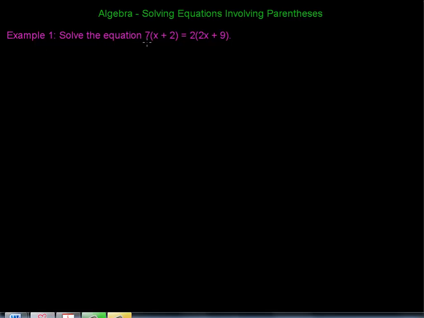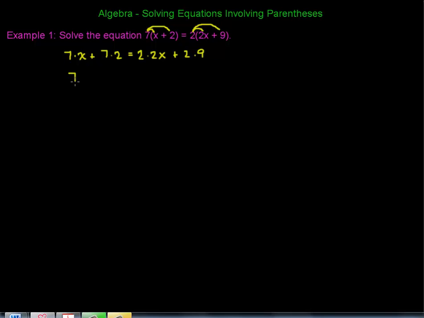So if we have a number or a symbol out in front of a parentheses, the distributive property tells us to multiply that number in front times each of the terms inside the parentheses. And so the first step would be 7 times x plus 7 times 2 equals, and then we do the same thing on the right hand side. 2 times 2x plus 2 times 9. And so we can do a little bit of simplifying here.